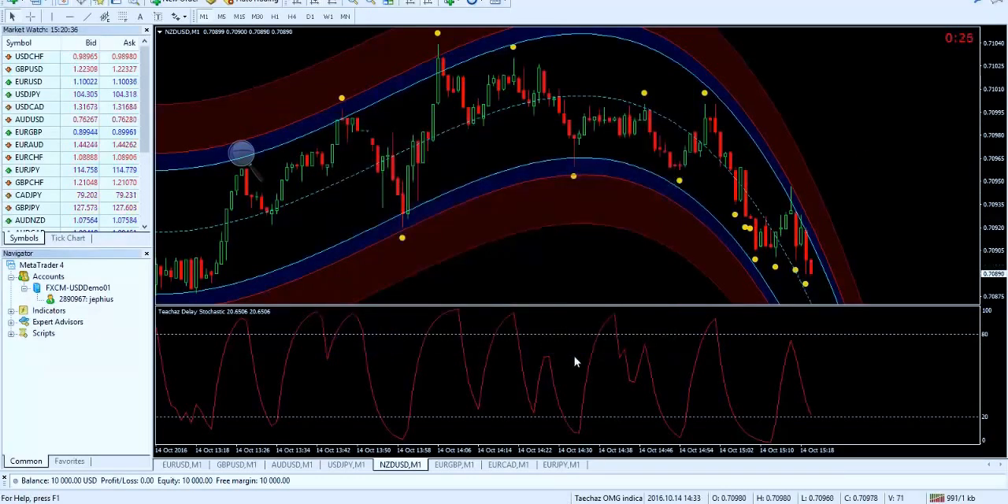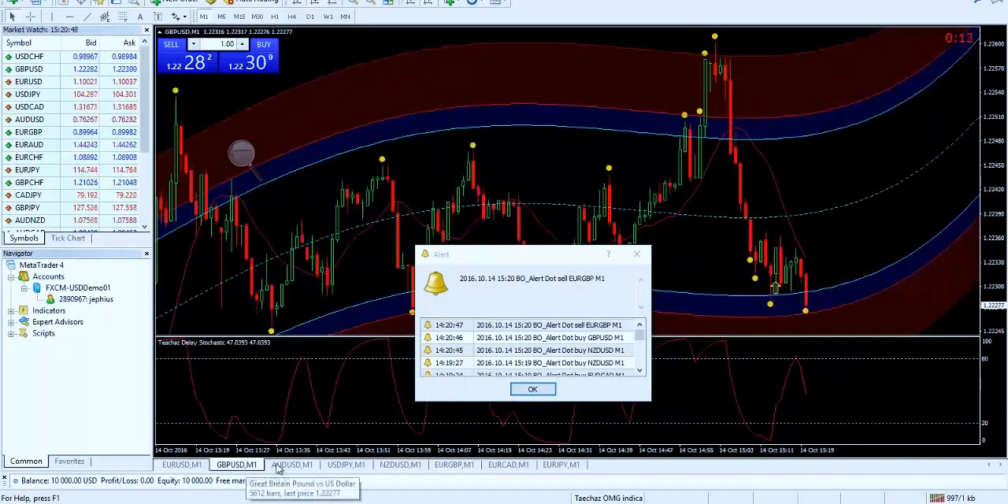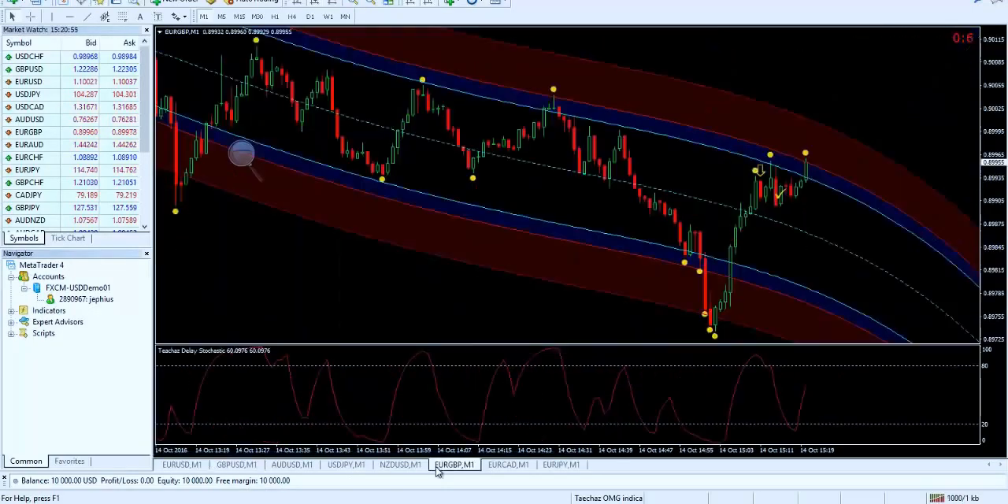So here you can see that the signals do not repaint. It's saying it's going up, it went down, but it keeps on saying, and the signal doesn't disappear. This is what I like. This is another trade which we took, Euro GBP.